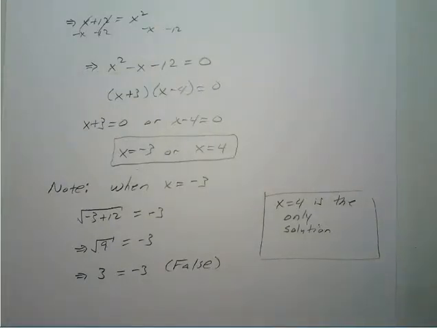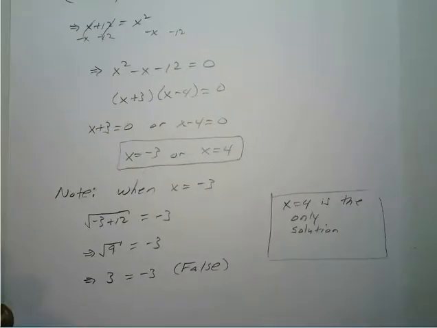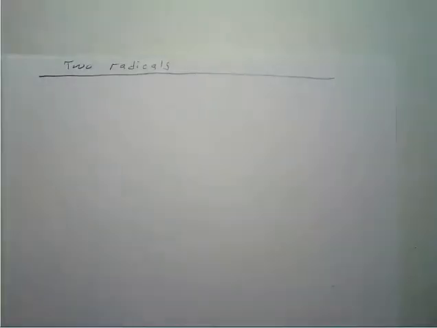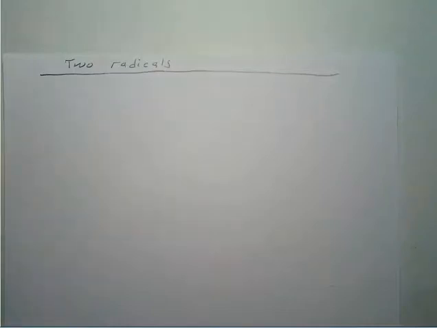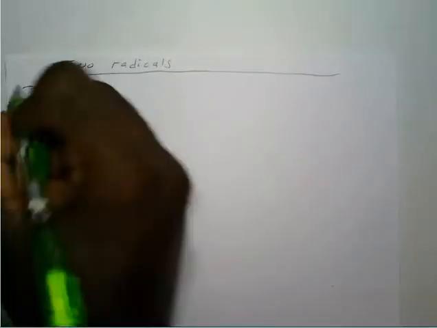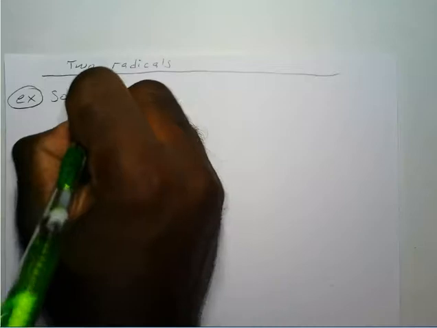All right. So if you are still writing, feel free to press pause. But we're going to go ahead and go to our last example, where you have questions involving two radicals. Okay. Now we have two radicals. You do the exact same steps, but you do them twice. All right, so for example, what if you wanted to solve for x?